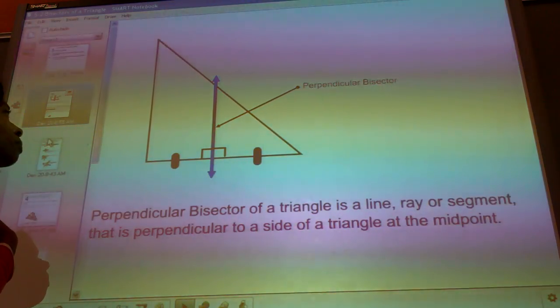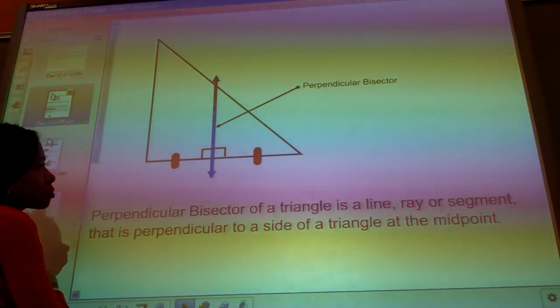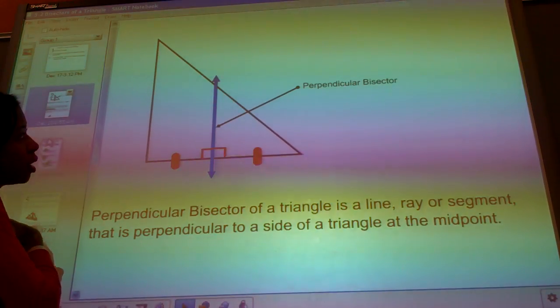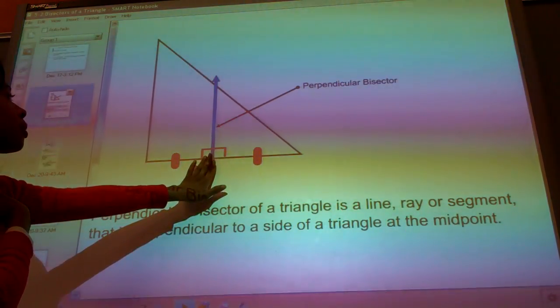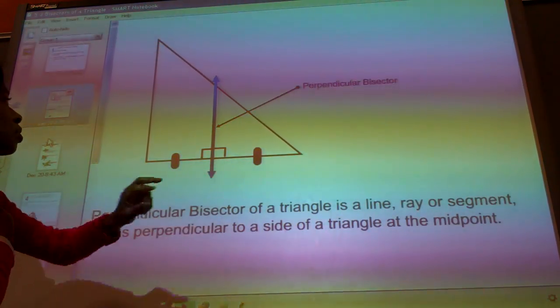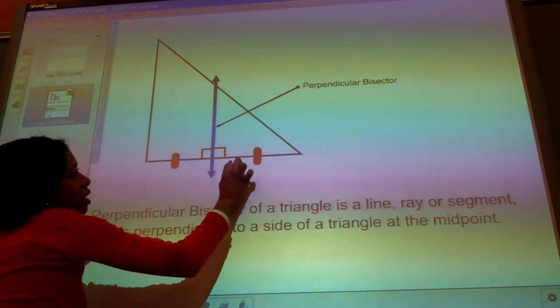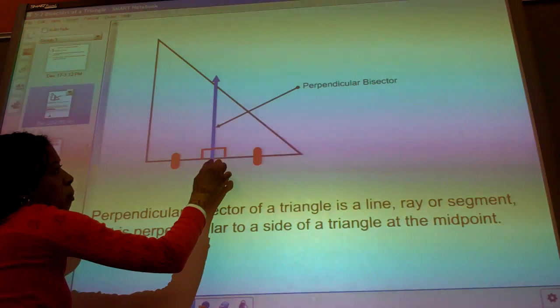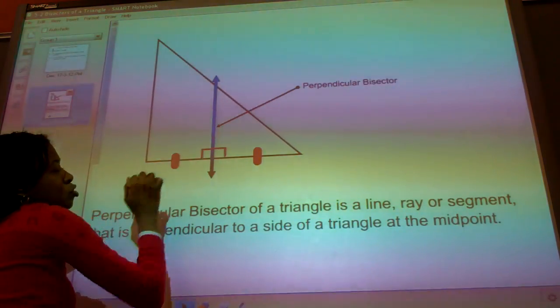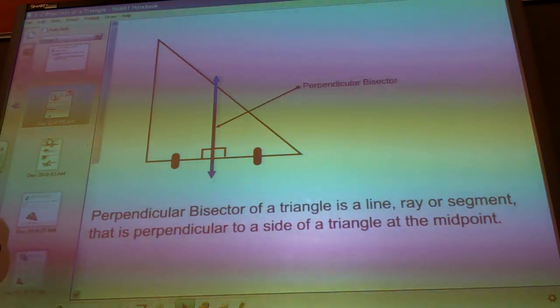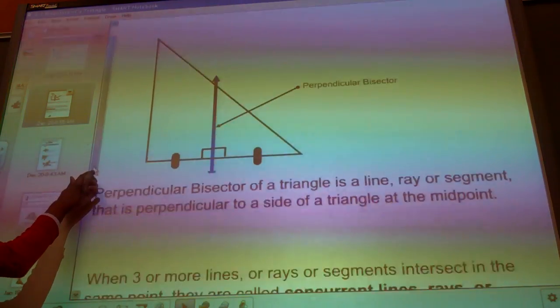Now a perpendicular bisector, I'll leave that for later to go into further explanation. But the perpendicular bisector does two things again. It will divide the segment exactly in half at its midpoint and form two right angles, therefore being a perpendicular bisector.